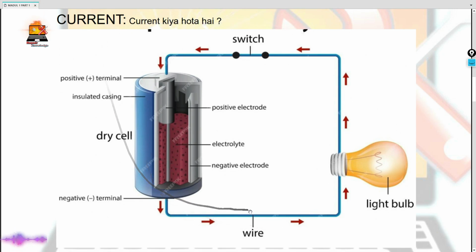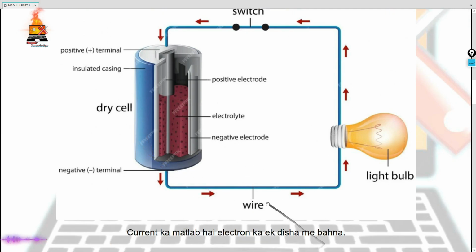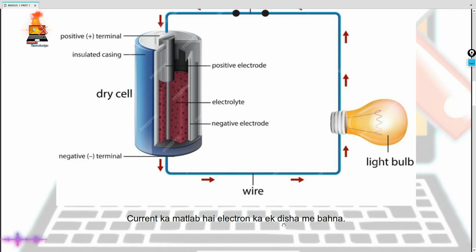If anyone gets a shock, what do they say? Hey, it is the current. The current will run inside the body, the electrons will run. So friends, see here, current means electrons flowing in one direction. As I explained to you, it is just the electron flowing in one direction.